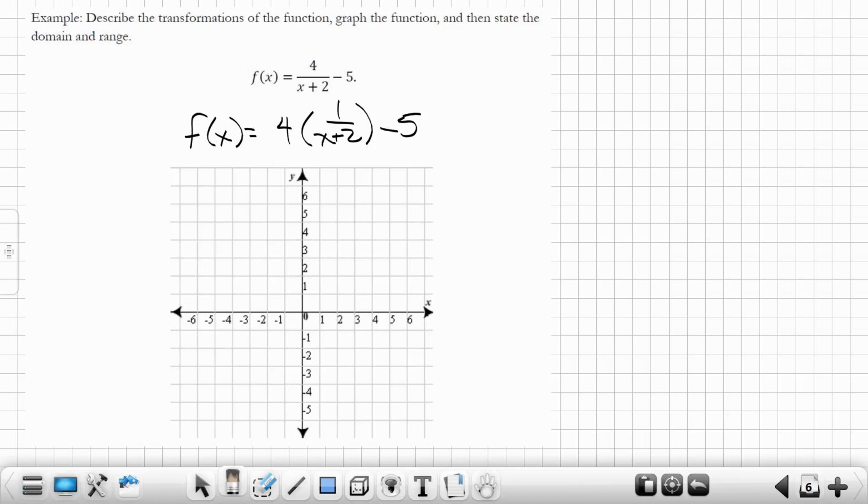These are the same thing. I'm just showing you that 4, that numerator, represents the a value. Okay? And I can show that by simply pulling it out if I want to, and I really haven't changed it.